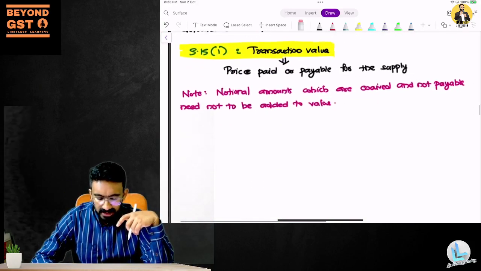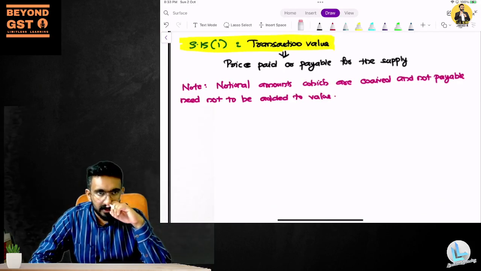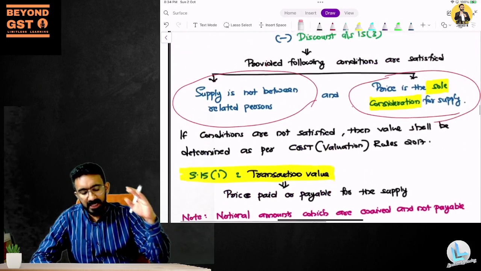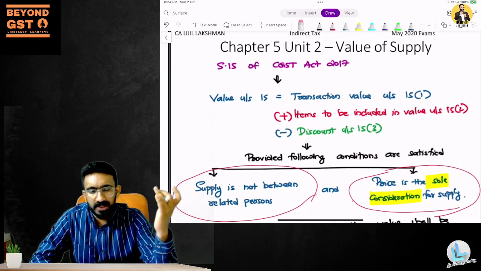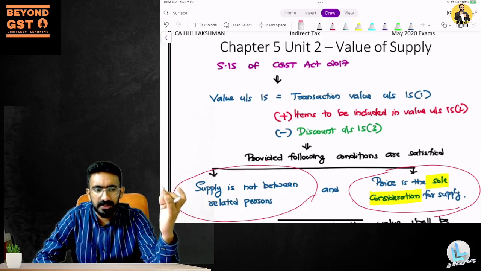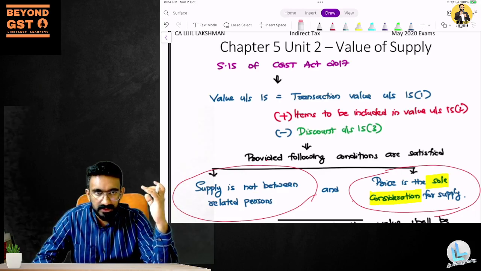Now, what is transaction value? They have listed all these things inside this section 15 to learn. It's one of the easiest chapters to learn, just a one-page chapter, I can say. The provisions are super simple. But based on this, there are a lot of questions that can be tested.